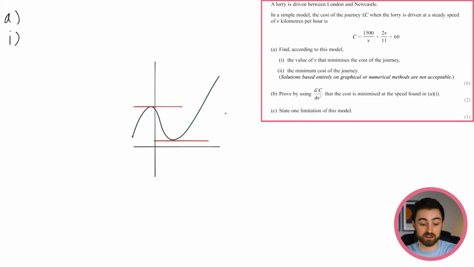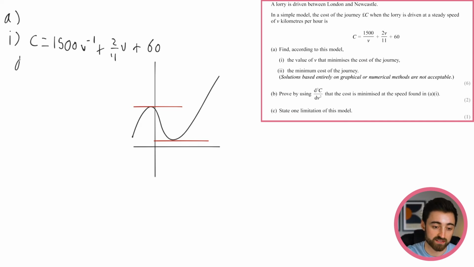So if I was to work out dc by dv here, you know what, let's rewrite c first. Just like the integration question, the first question in this paper actually, it's useful to write everything in terms of just their powers. So this first term I'm instead going to write as 1500 v to the minus 1. And then, you know, plus 2 over 11 lots of v plus 60. Now I can differentiate relatively easily.